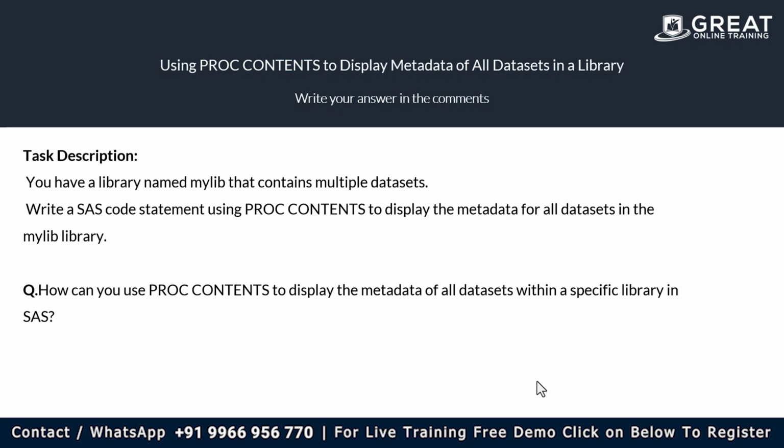The question is, how can you use proc contents to display the metadata for all the data sets within a specific library in SAS? So the question is mostly the same. You have a library with all the data sets. Now the client requirement is, you need to get the properties of all the data sets, not only just one data set. I need to get the properties of all the data sets in that library. So what is the code?